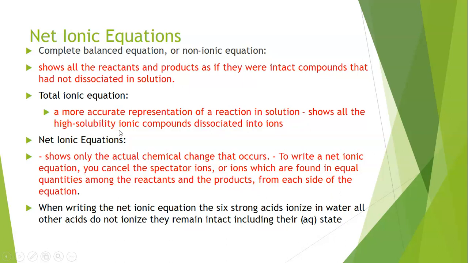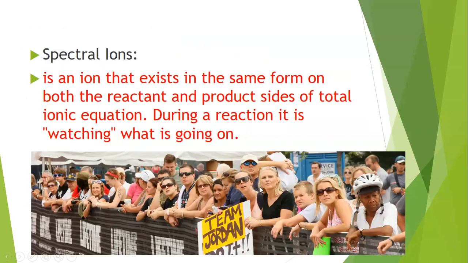Net ionic equations are super important. You need to go through the process of understanding the complete balanced equation, to then get the total ionic, to then get the net ionic. The net ionic shows only the actual chemical changes that occur. So this is what shows what actually occurs in a reaction. Really important to understand the difference between those things.